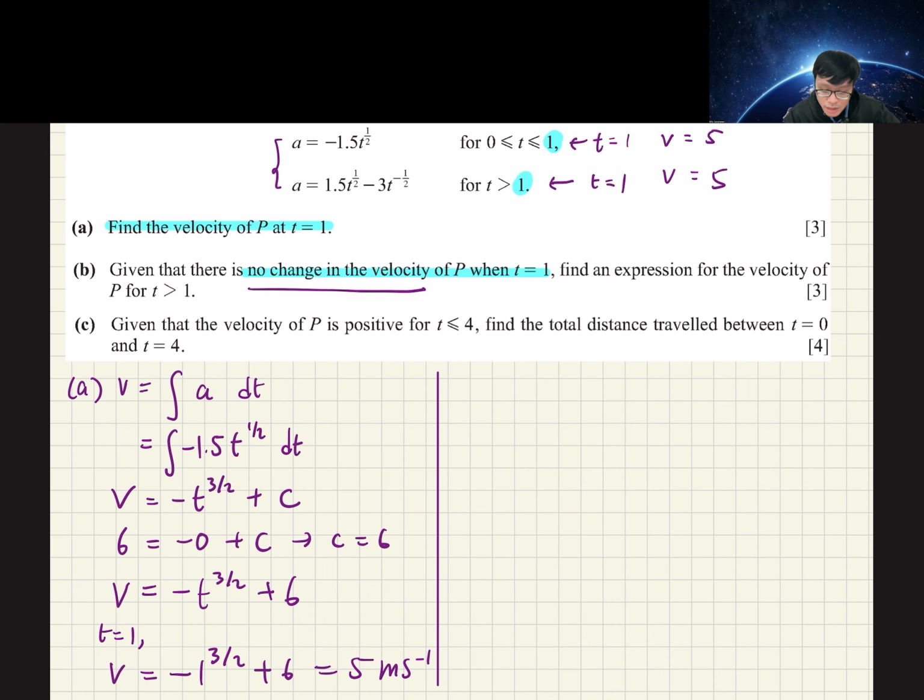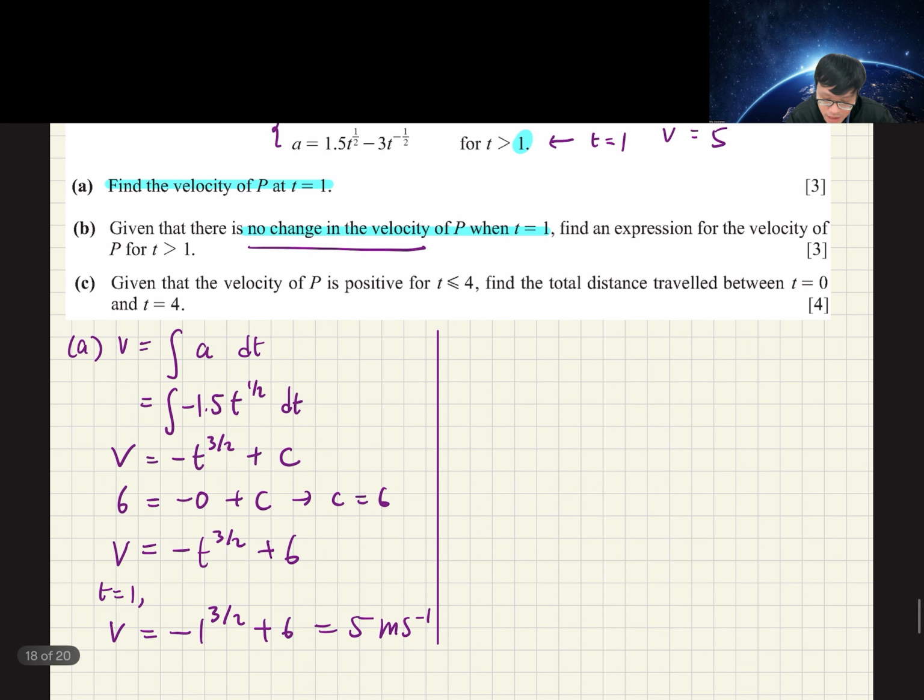So let's see how to find the velocity. When t is greater than 1, the acceleration is this one, so you can integrate that.